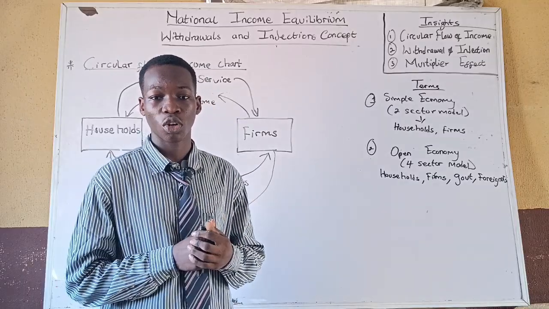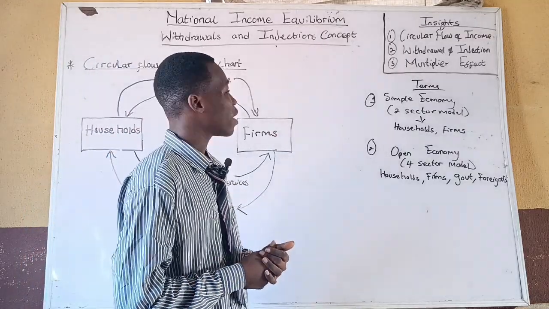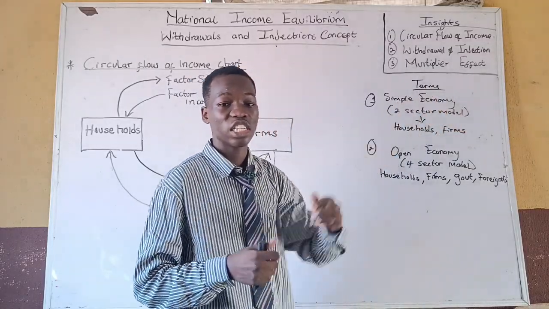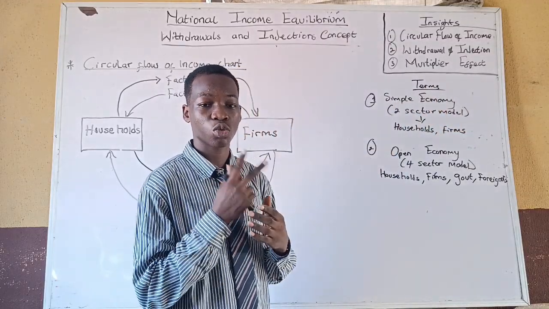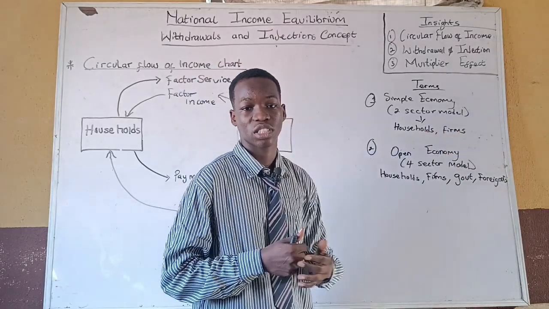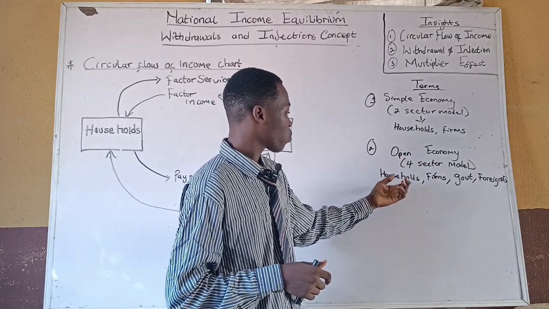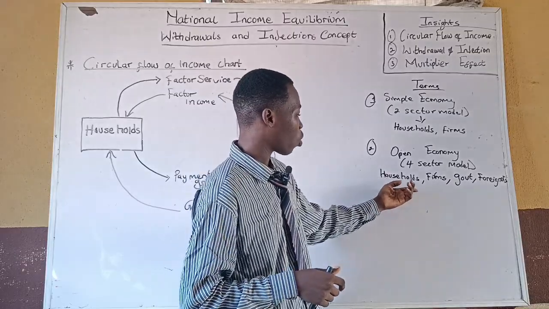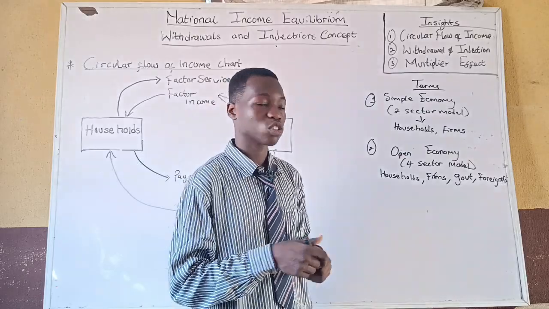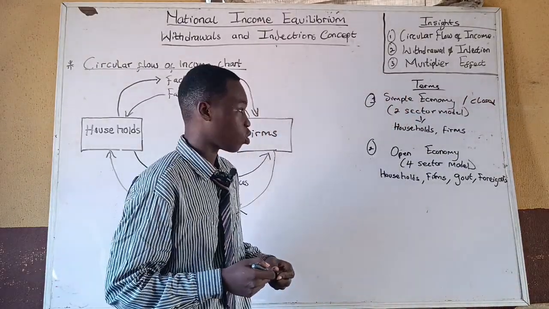And this is for a simple economy, that is, the two-sector model. Let me explain. I wrote some terms on the board here. When I'm using the term simple economy or two-sector model, it simply means that in that economy we are considering two things, and those are households and firms. But when we talk about an open economy, also known as the four-sector model, we are considering household, firm, government, and foreigners. So this simple economy is also known as closed economy.